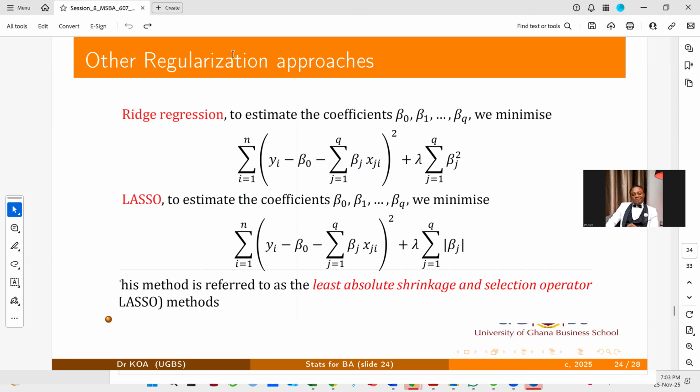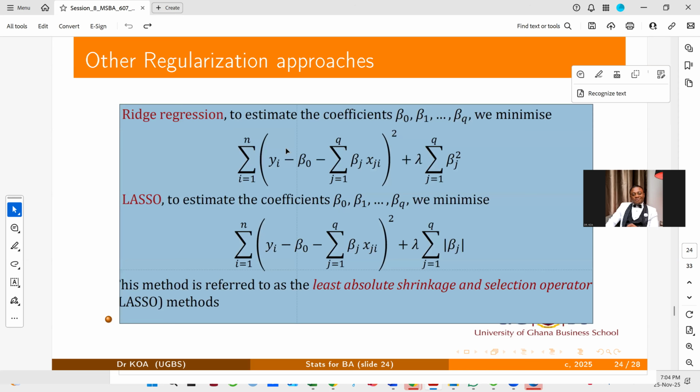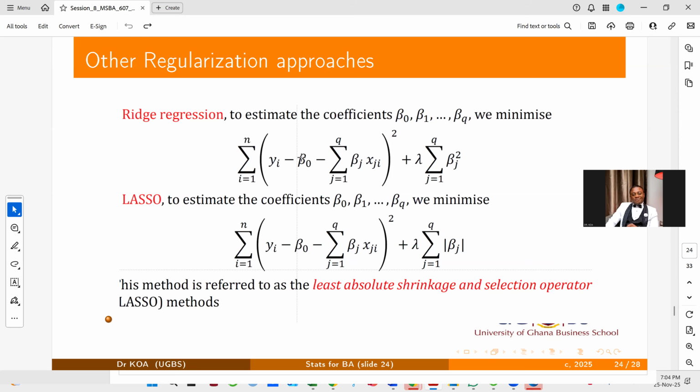So one of the regularization approaches is ridge regression. You can go through ridge regression using this formula, and then you can minimize this objective function. Now, the only difference between this ridge regression and the OLS is this. Watch it. The OLS is this part here. I've just used different notation, but don't worry.